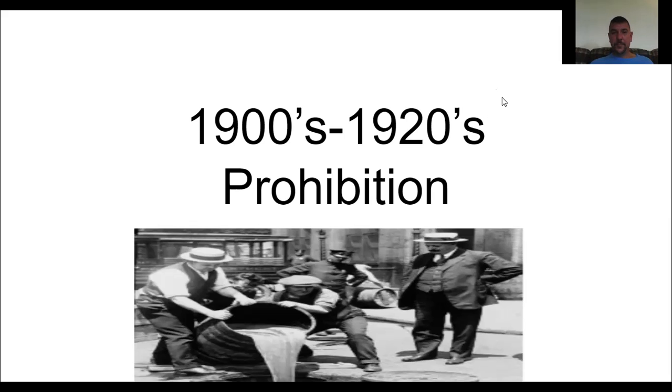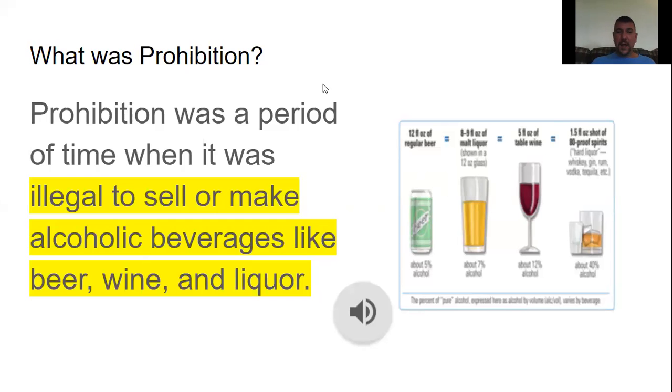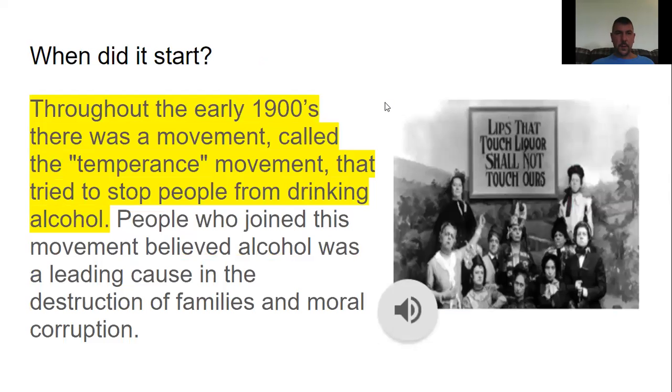So here we go. Prohibition was a period of time when it was illegal to sell or make alcoholic beverages like beer, wine, and liquor. That's what prohibition means. So when did it start?